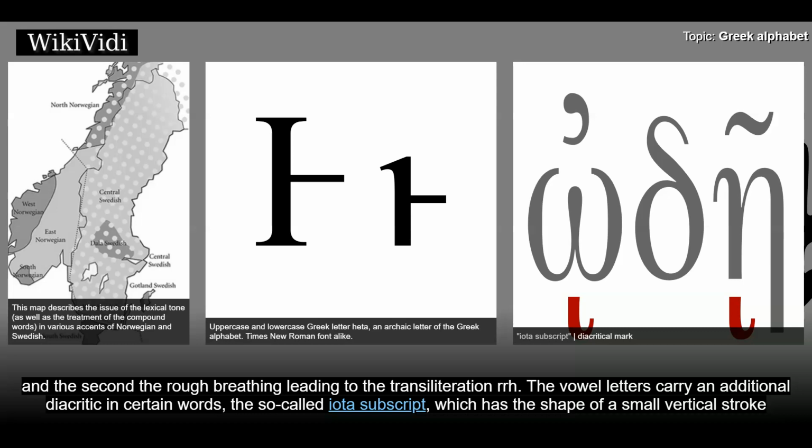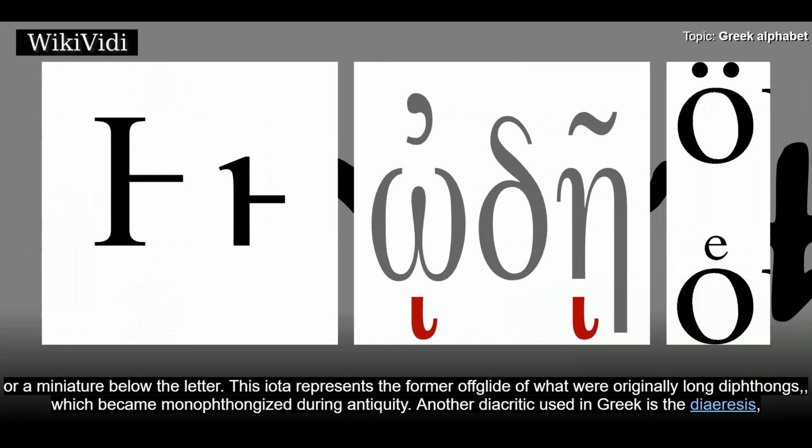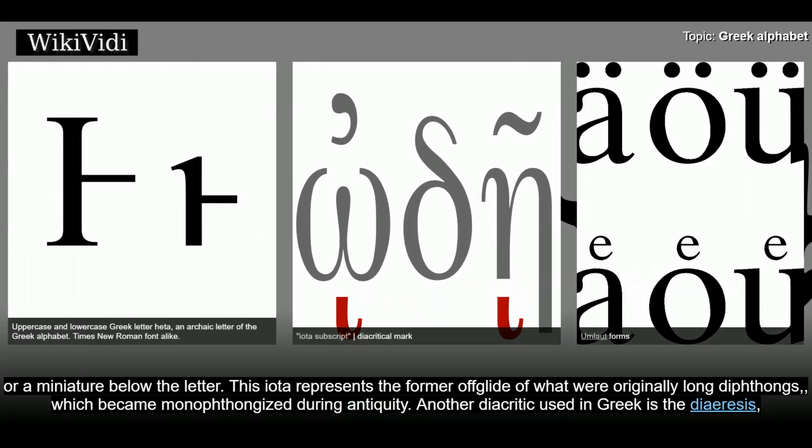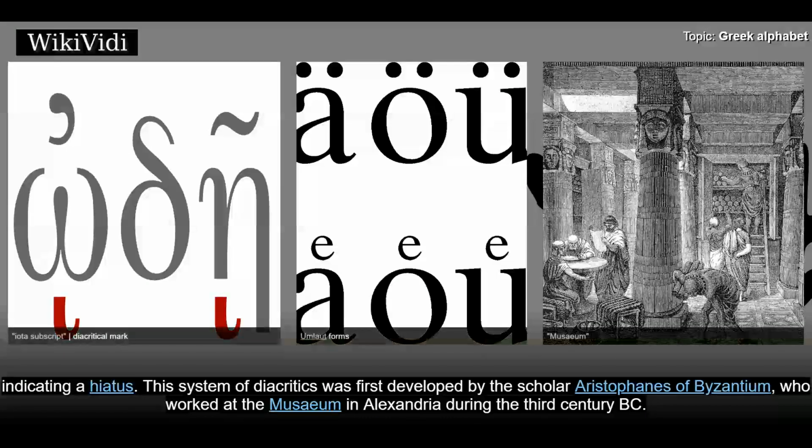The vowel letters carry an additional diacritic in certain words, the so-called iota subscript, which has the shape of a small vertical stroke, or a miniature iota below the letter. This iota represents the former off-glide of what were originally long diphthongs, which became monophthongized during antiquity. Another diacritic used in Greek is the diaeresis, indicating a hiatus.